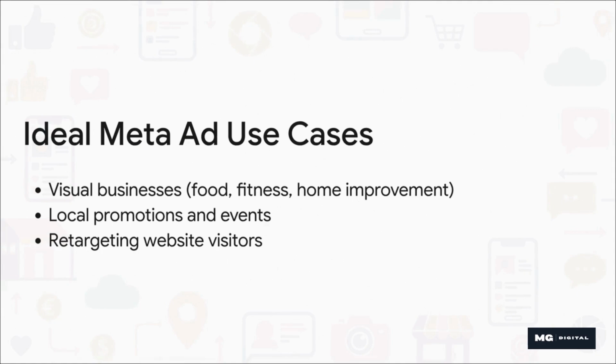First, visual businesses. If your work looks good, think a local restaurant, a fitness studio, or a home improvement contractor, photos and videos of your actual results can literally stop a user mid-scroll. Meta is also the perfect vehicle for local promotions and events. Got a grand opening this Saturday or a 20% off special this month? Meta gets that word out to your immediate community incredibly fast. And finally, retargeting. This basically means showing ads to people who already visited your website, but maybe they got distracted and didn't call or book yet. It acts as a gentle, visual reminder to come back.